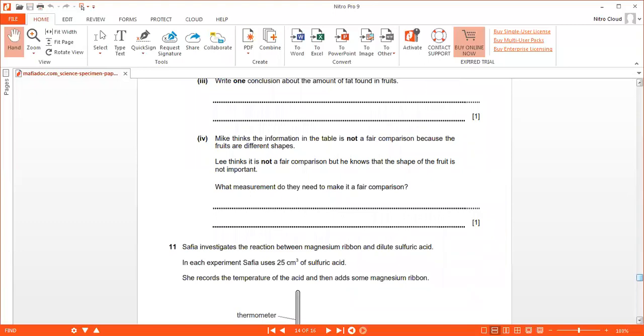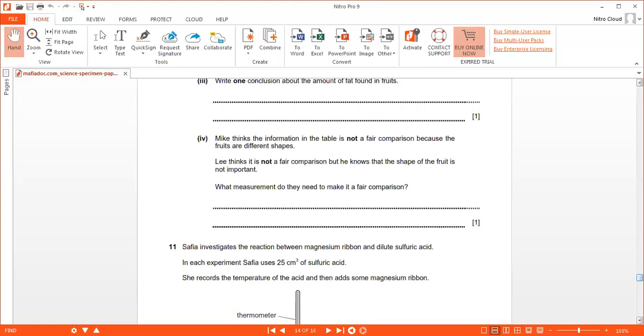IV. Mike thinks the information in the table is not a fair comparison because the fruits are different shapes. Lee thinks it is not a fair comparison, but he knows that the shape of the fruit is not important. What measurement do they need to make it a fair comparison? The shape is not important. What is the important thing? We have to compare the amount of fat or fiber in each fruit according to what? The mass of the fruit.